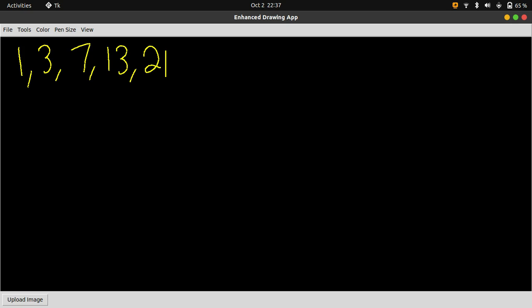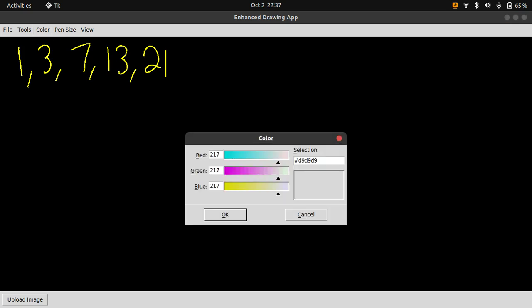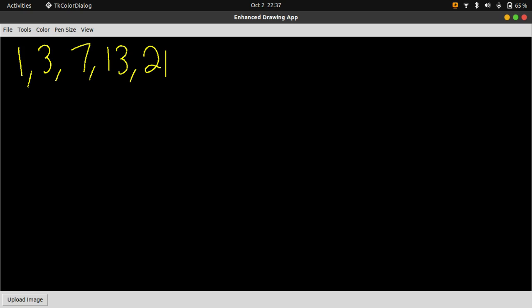So the first number, I'll use a different color for this, is 0 away from 1. The second number is 2 away from 1. The third number is 6 away from 1. The fourth number is 12 away from 1. And so on. This one will be 20 away from 1.